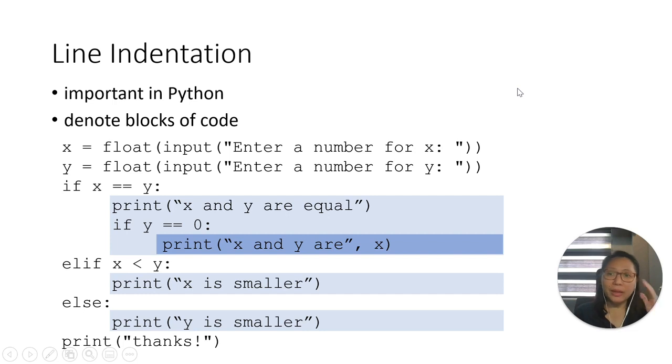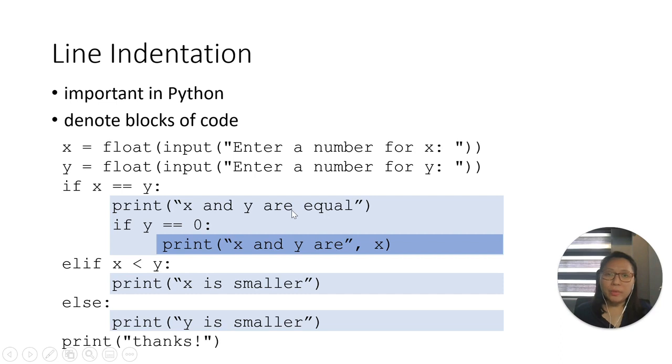In Python, we denote a block of code using indentation. So here you can see that this block, which has a light blue color, has lines with the same indentation, meaning they belong to the same block.